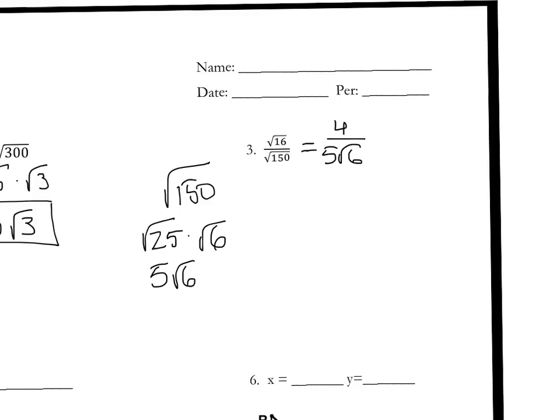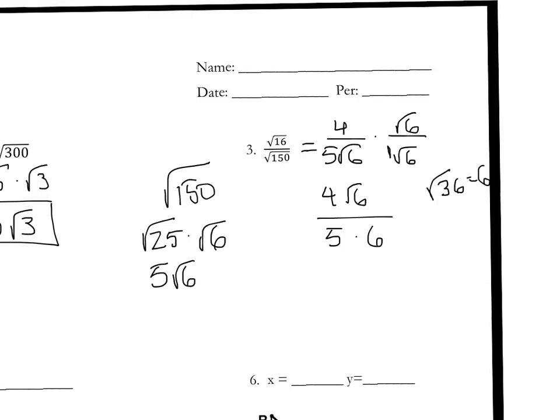Remember, I don't like to leave radicals in the denominator, so I need to multiply by a form of 1. In this case, if I have a square root of 6, then I need to multiply by square root of 6 over square root of 6. And now let's multiply across. In my numerator, I have 4 times the square root of 6. In my denominator, 5 times 1, because its leading coefficient is 1, and square root of 6 times square root of 6. Remember that the square root of 6 times square root of 6 gives me the square root of 36, which is 6.